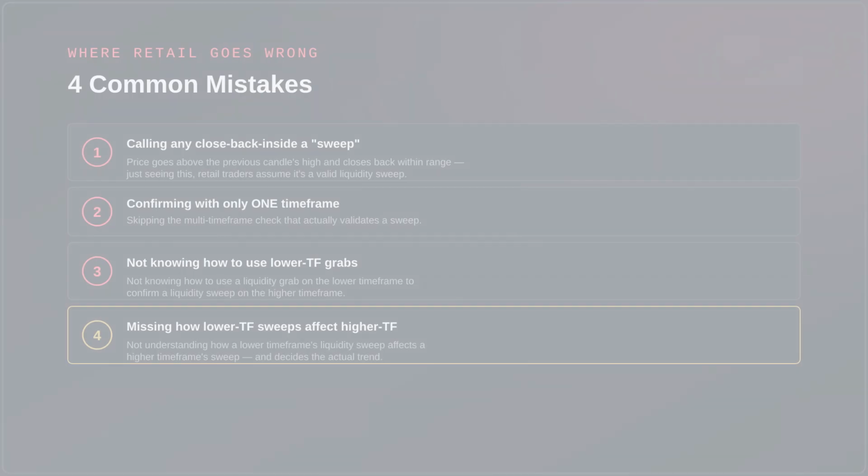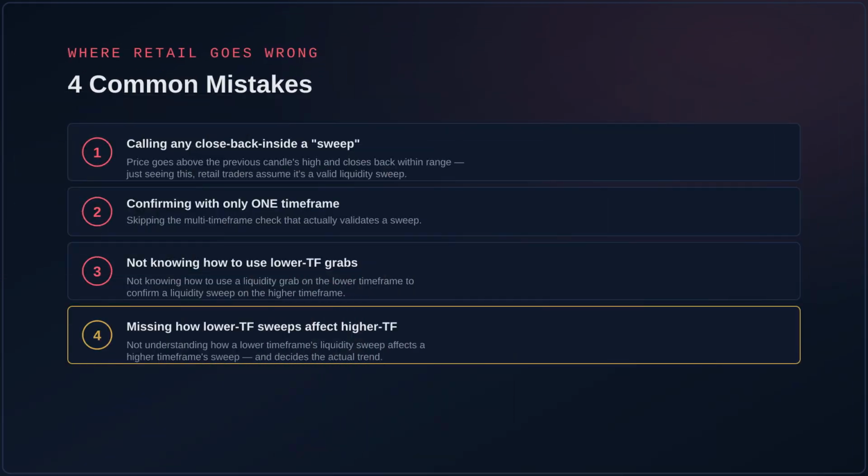First mistake, when price goes above the previous candle's high and closes back within the range, just by seeing this, retail traders consider it a liquidity sweep. Second mistake, retail traders confirm a liquidity sweep using only a single time frame. Third mistake, retail traders don't know how to use a liquidity grab on the lower time frame to confirm a liquidity sweep on the higher time frame.